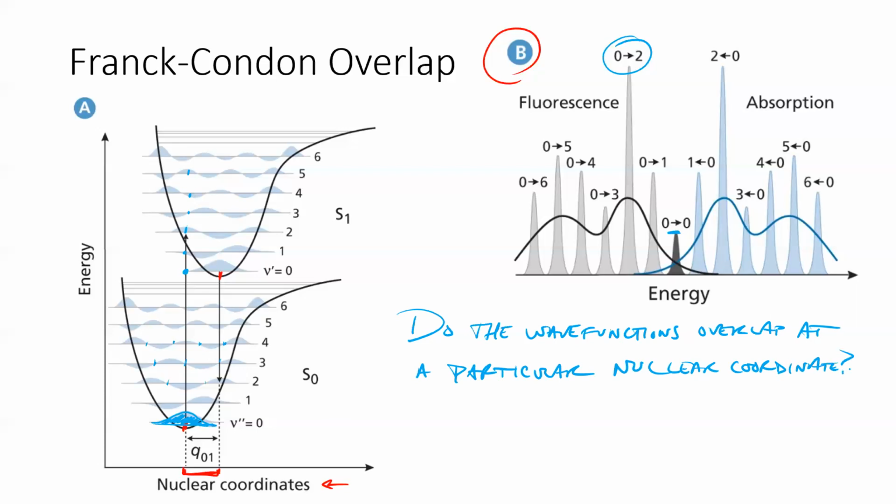Right? That's essentially the question we're trying to ask. That's going to tell us how intense the signal is for a given transition. Maybe better than "do" is "how much": how much do the wave functions overlap? Because they all overlap a bit, but the more overlap, the greater the intensity.